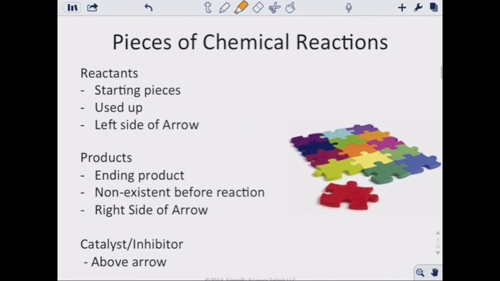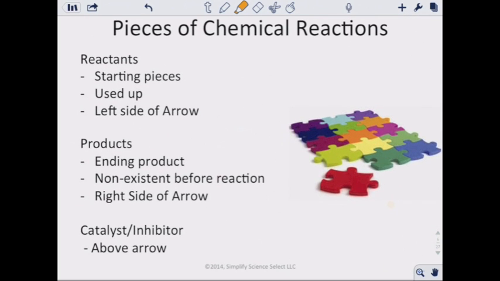Now, the pieces of chemical reactions or the chemical equations. The first thing we have are reactants. Now, reactants are the starting pieces of the puzzle. They're the very beginning, and we see these normally on the left side of the arrow. Not always, but the majority of the time you'll see them on the left side of the arrow. They are what is used up in a chemical reaction. It's what's no longer left over. It's what we start with.